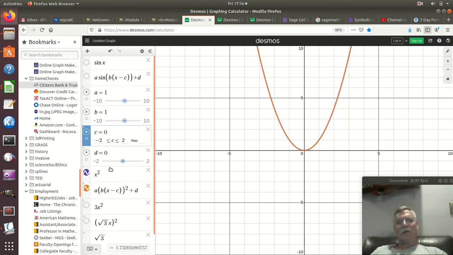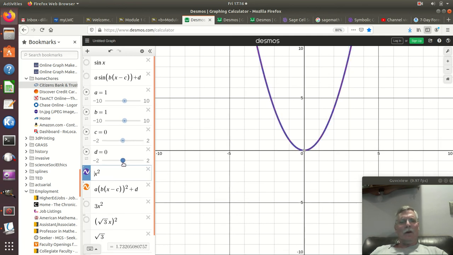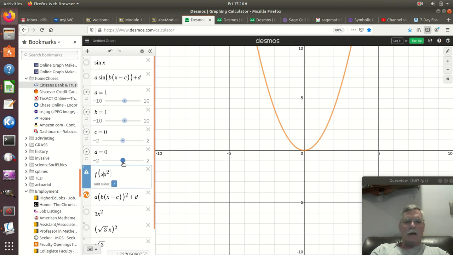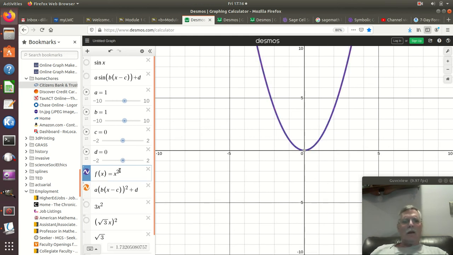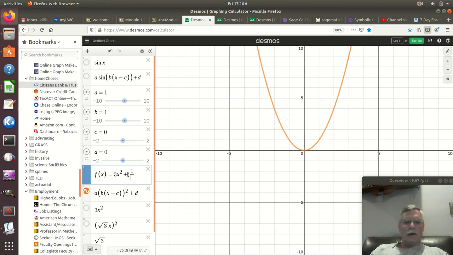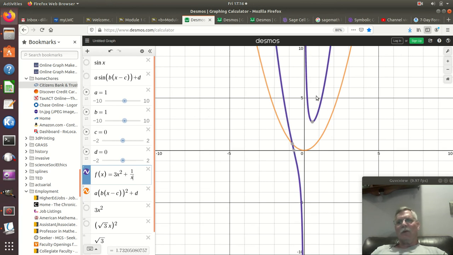In the sine function, that certainly wasn't true. Cosine, that wouldn't be true. So it really depends a lot on the function. And now I want to do something just slightly different here. I'm going to put in here f of x equals, and then we'll just do something like 3x squared plus 1 divided by x. Okay, so we get this really funny looking thing here.